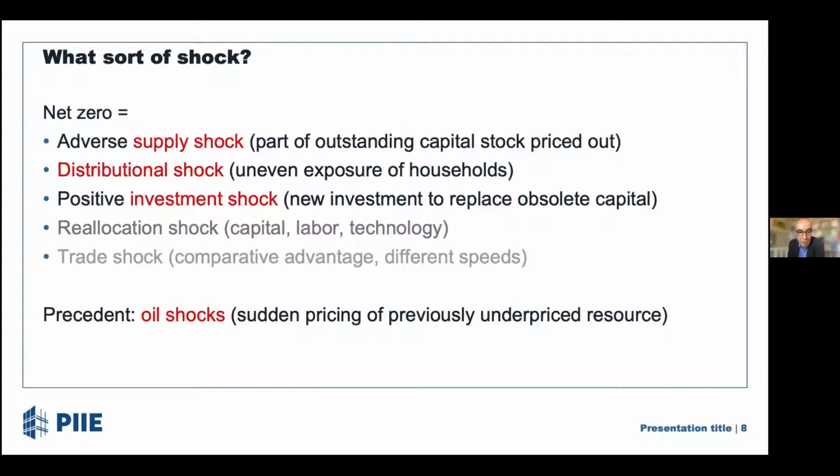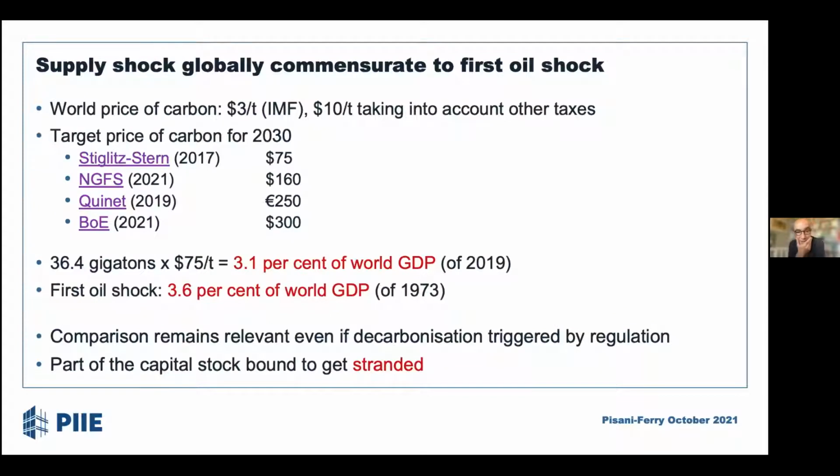I think the oil shocks are an interesting precedent to look at, because the oil shock was a sudden repricing of a previously underpriced resource. And that's the type of thing we're looking at. So some numbers just to illustrate what I'm saying. The world price of carbon, according to the IMF, is $3 per ton. If you take into account existing taxes on fuel as well as subsidies, you come up with something closer to $10 per ton.